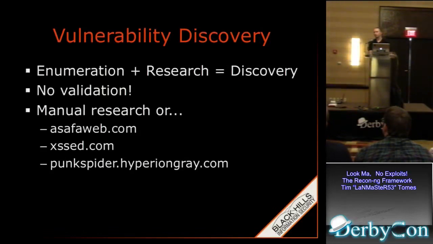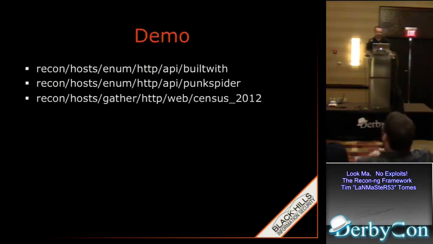However, we're not doing any validation here. We're not sending any packets to the target network. Got to remember that. But we could do it manually or use something like the following items here: asafeweb.com, XSSposed, or PunkSpider. Who here is familiar with PunkSpider? All right. PunkSpider was released at ShmooCon of this year. Basically, it's a group of guys at Hyperion that have developed a web scanner that's scanning the entire internet for cross-site scripting, blind SQL injection, and SQL injection vulnerabilities. And the data is available for free. You can go to the website and type in a domain, and it will tell you whether it found any vulnerabilities on that particular domain. Pretty handy information. Once again, vulnerability discovery without ever sending a packet to the network. So let's see how some of these look.